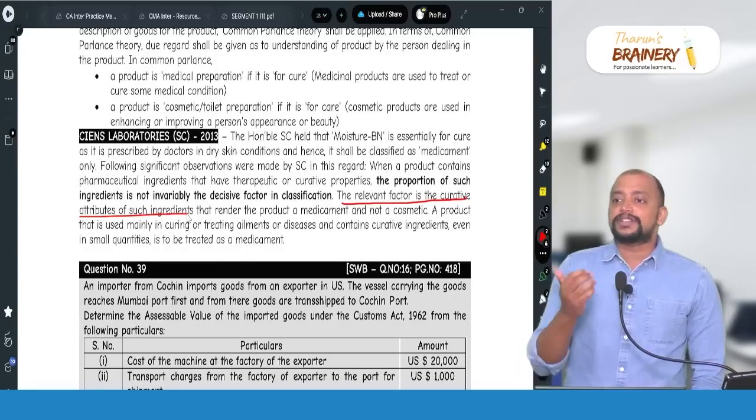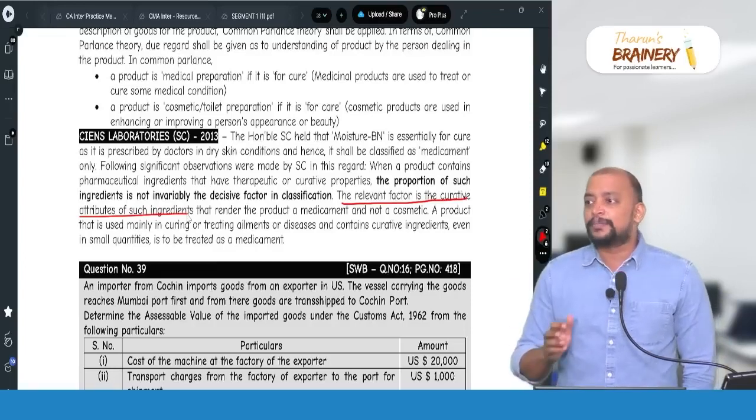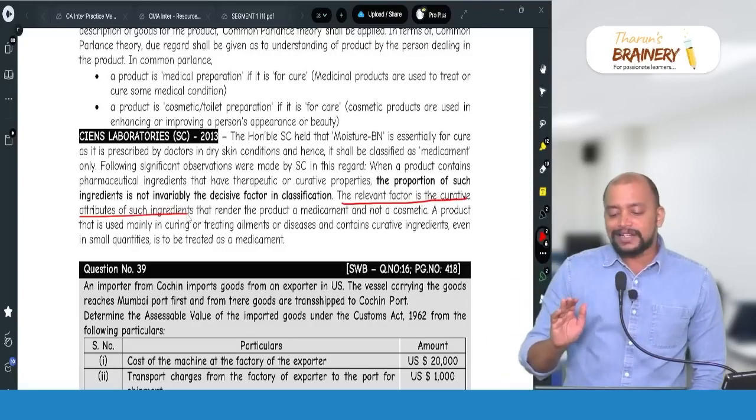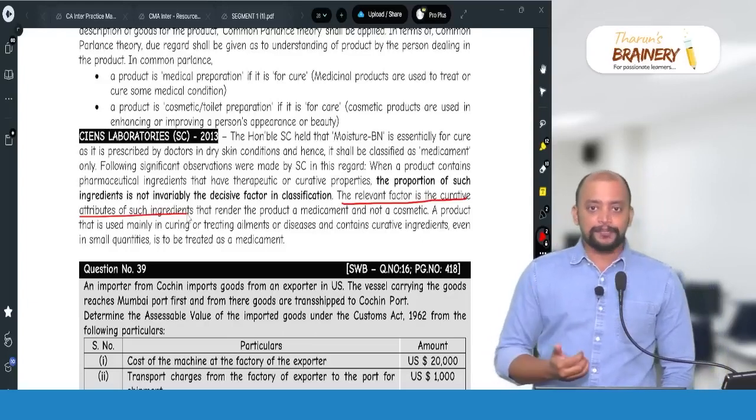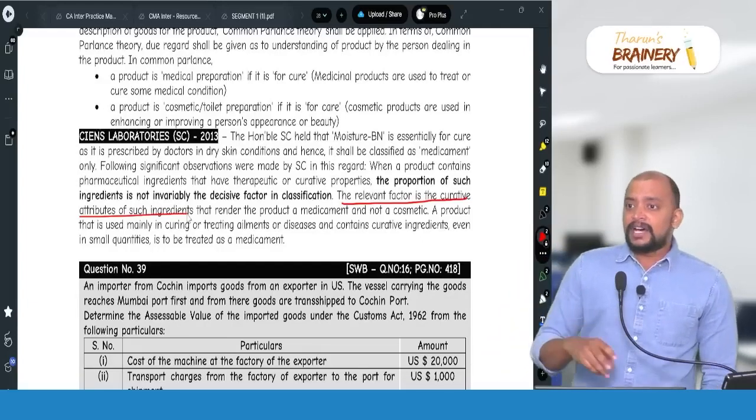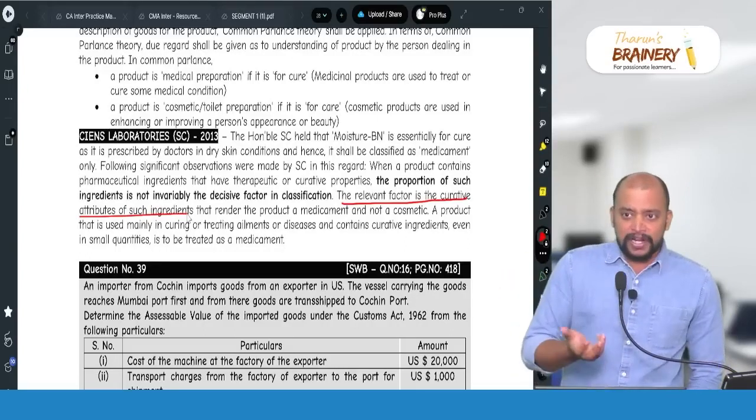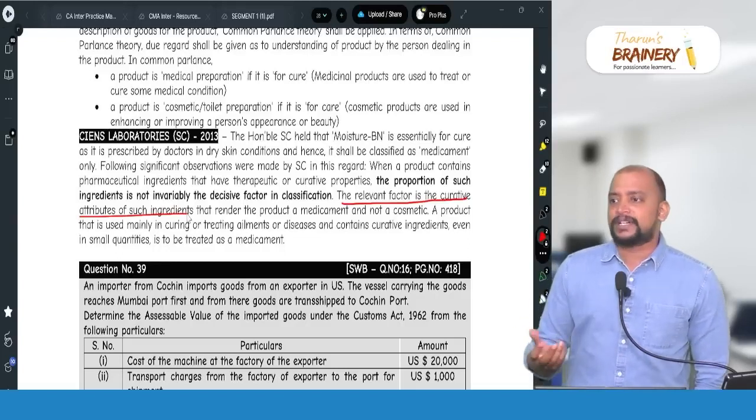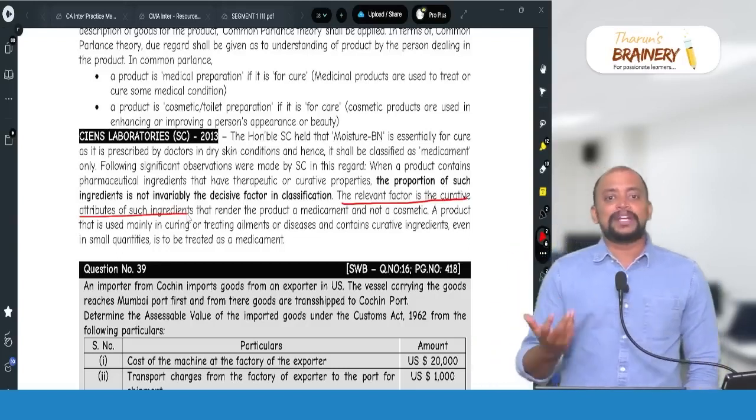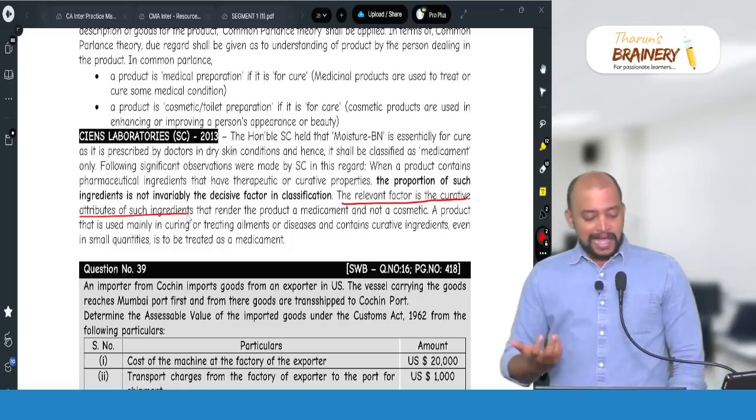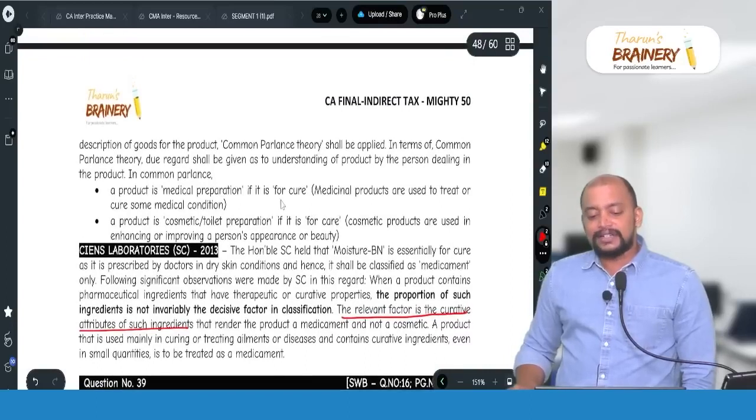Curative property means it is used for what? Curing the disease, curing the skin problem. Then it should be treated as a medicament only, not as a cosmetic. According to this case law, if any product has a curative property, it should be treated like a medicine only, not like a cosmetic. And this has been an exception to the trade parlance test.